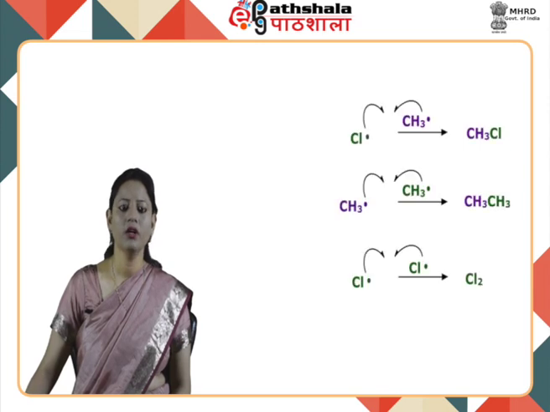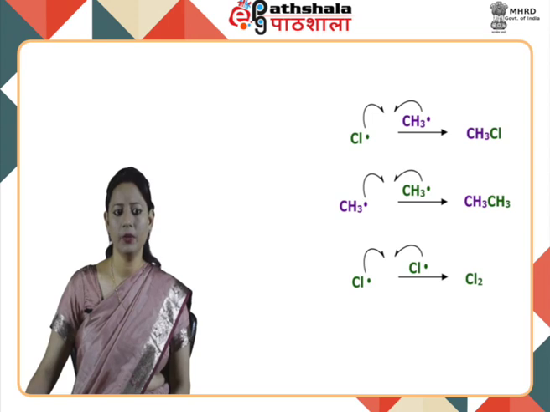molecule. The final step is the chain termination step, in which two reactive radicals combine together, such as a chlorine free radical may combine with a methyl free radical to form methyl chloride. Two methyl free radicals can combine to form an ethane molecule. Two chlorine free radicals can combine to form a chlorine molecule.